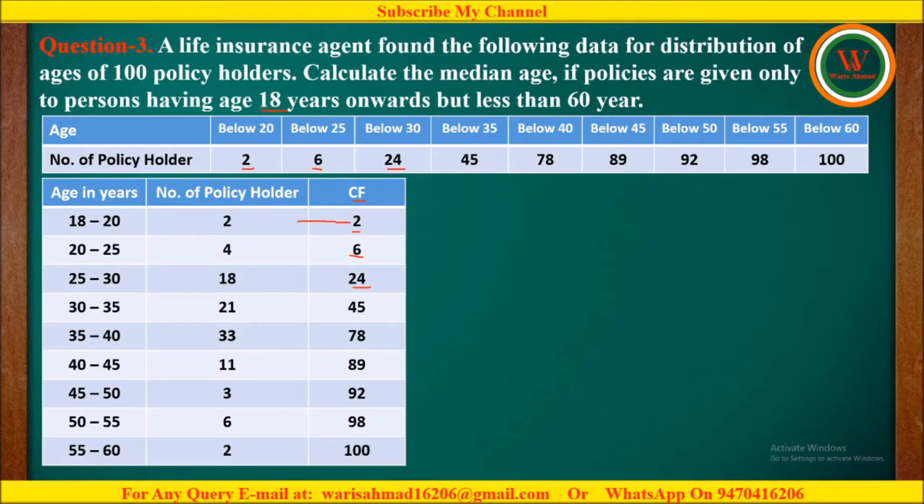First we will copy 2 as it is without making any change. Now 6 minus 2 will be equal to 4, so we can write here 4. Now 24 minus 6 is equal to 18, so I have written here 18. 45 minus 24 is equal to 21, so I have written here 21. 78 minus 45 is equal to 33, so I have written here 33, and so on.